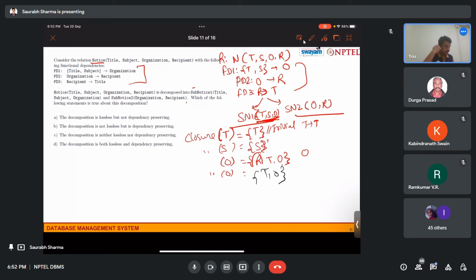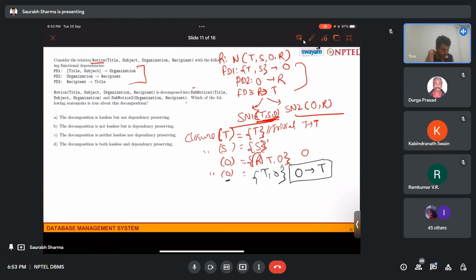What we can infer from here is that O can derive T. Just the attribute which is on the left side, we take on the left side, and we take the other attributes on the right side. This is the functional dependency we can derive from here.